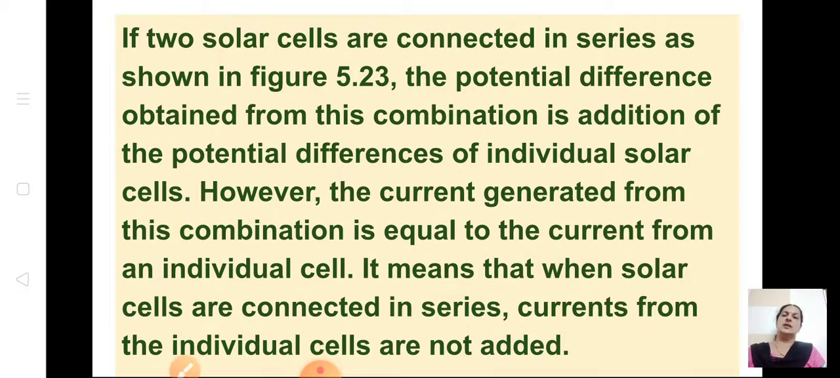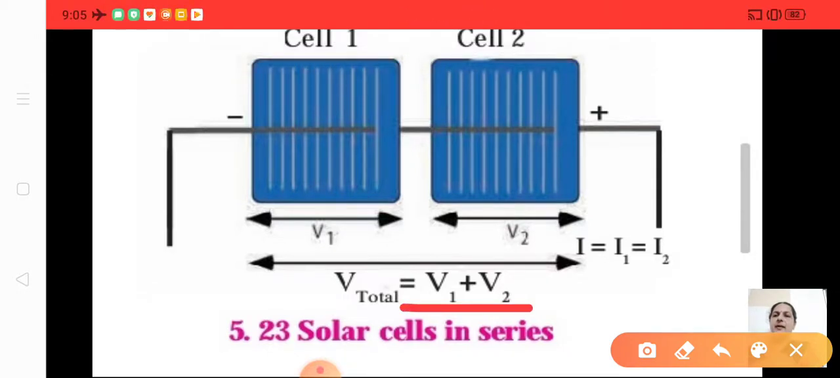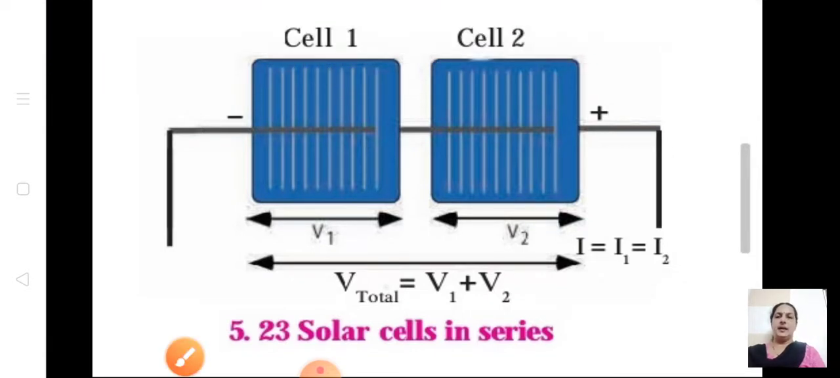That means if the solar cells are connected in series, the currents from individual cells are not added. See here, if it is connected in series like this, only the potential difference, this V, will be added: V is equal to V1 plus V2. The current will be the same: I is equal to I1, that is equal to I2. So the current is not added, only the potential difference of the two cells is added.